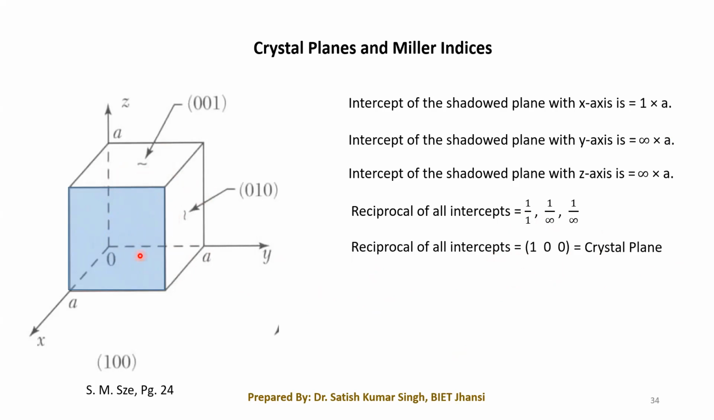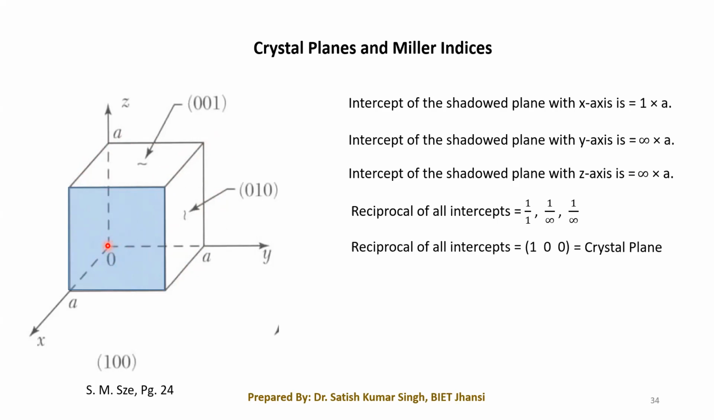Let us say one of the atoms is sitting at this corner. Then whether this particular atom is seeing this plane, which is a shadowed one, or this plane, or this plane, all planes are equal to this particular atom, because it has a cubic symmetry.